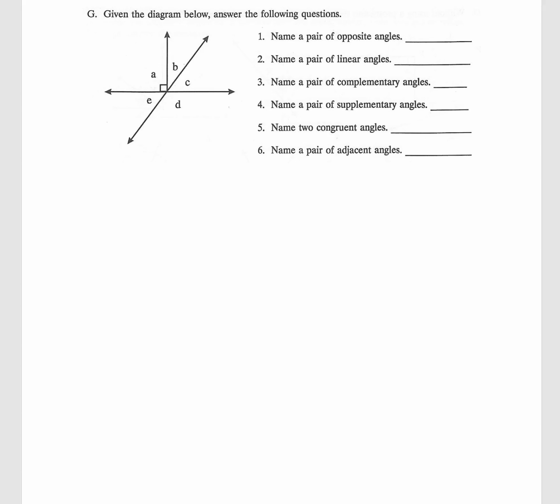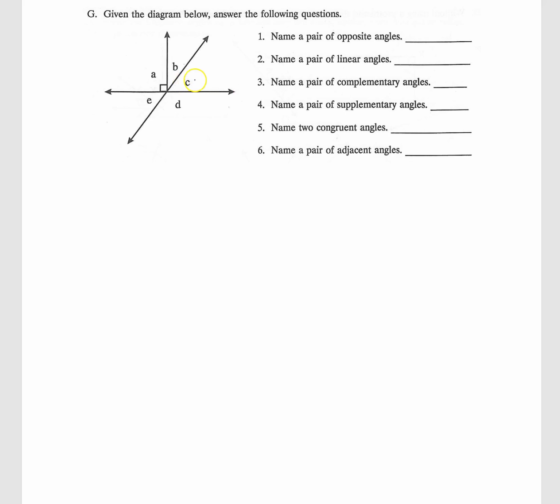Part G says, given the diagram below, answer the following questions. Question 1 asks us to name a pair of opposite angles. If you remember, our definition of opposite angles is that when two lines intersect, the angles opposite to each other from the point of intersection are congruent. So one possibility for this is looking at this line and this line as they intersect.